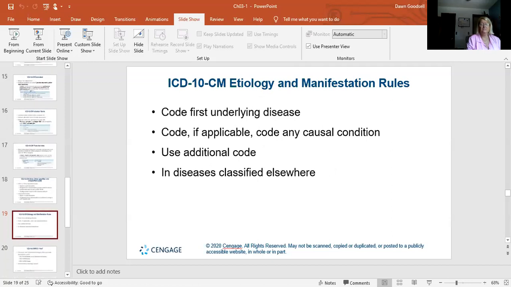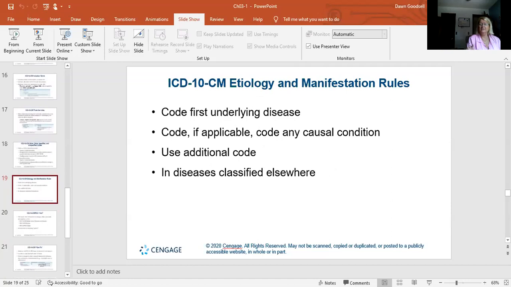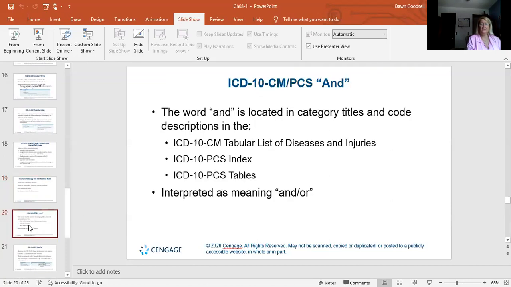Diabetes usually ends up going to maybe the heart, the kidneys, circulatory systems, and eyes is another one, so it can manifest there too. Okay, ICD-10-CM and PCS: the word "and" is located in the category titles and code descriptors in the ICD-10 alpha section. Sometimes you will see "acute and chronic," which means they're both together. It means they're all in the same code.